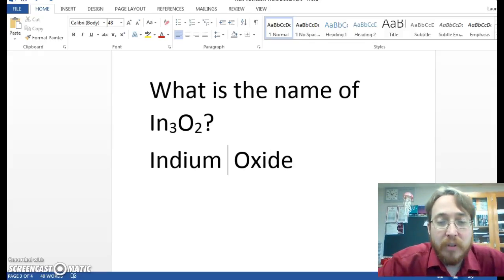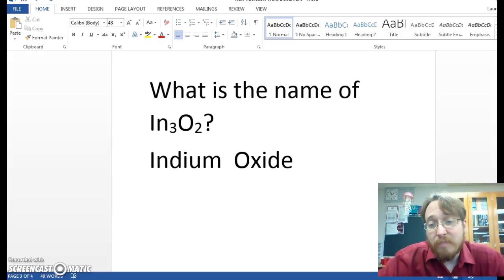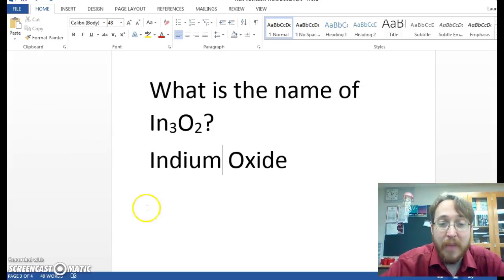Now, do we need parentheses? No, because it's a simple 6 metal. We're done. Naming the simple 6 metals is just as easy as naming the original metals. And that's it. This is it for the simple 6. I hope this helps. Struggle well.